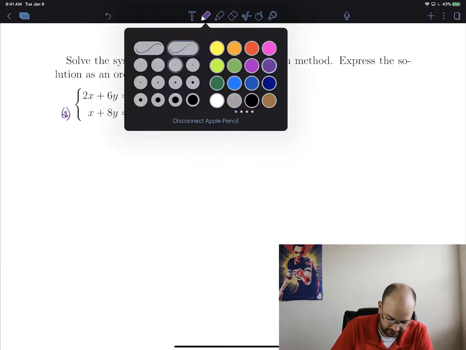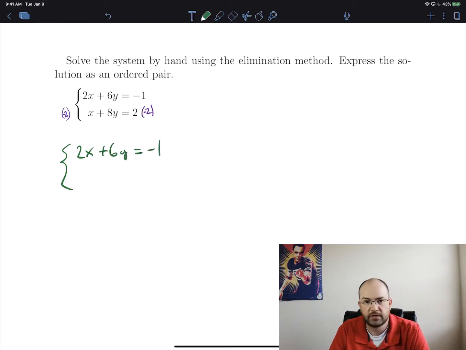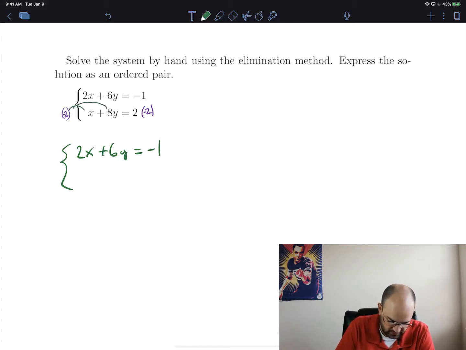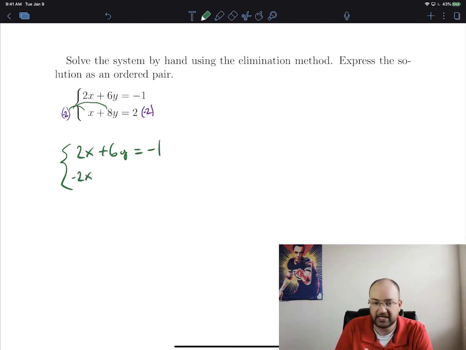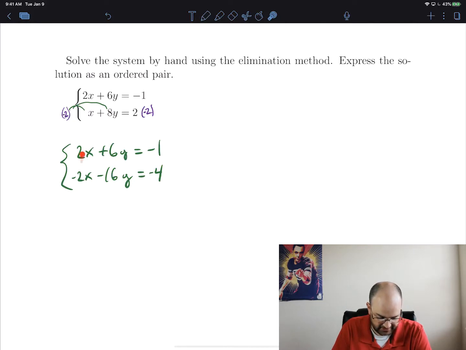Now notice what happens. The top equation, or the first equation, stays the same. 2x plus 6y equals negative 1. For the bottom equation, notice first of all we need to distribute that negative 2 there. Negative 2 times 1 is negative 2x, and then negative 2 times 8 is negative 16y, and negative 2 times 2 is negative 4. Awesome. Now look what's happened. The x's are the same coefficient, but opposite signs.